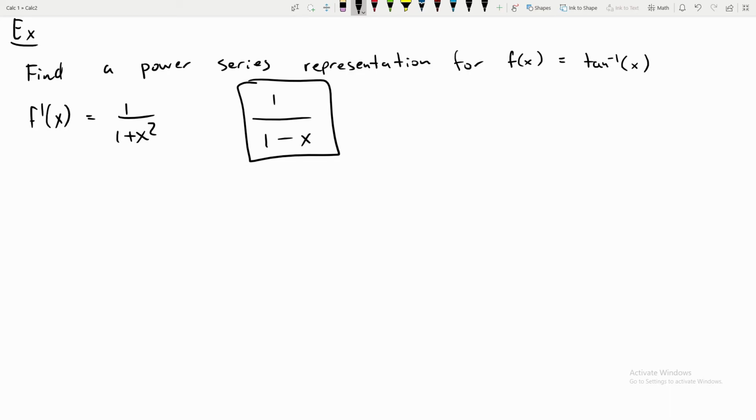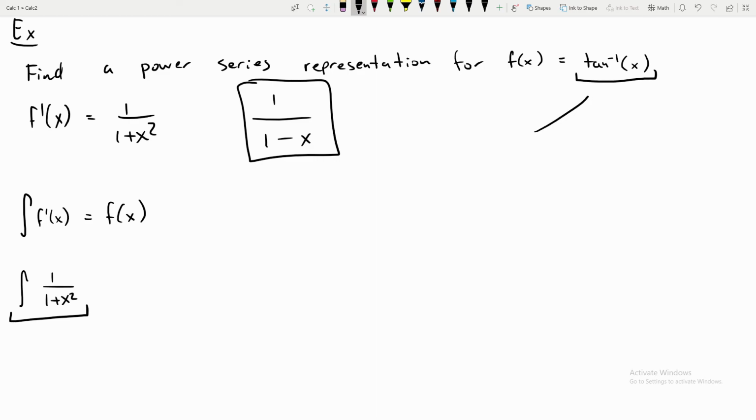So we can use the fact that if we take the integral of the derivative, we're just going to be left with f of x. So if we take the integral of 1 over 1 plus x squared, then we should technically end up with this. Now, if we were to find the power series representation for this, which we already know how to do, then we're able to find the power series representation for this. So what are we going to do? Firstly, we're going to break it down and start off by finding the power series representation for this. And that seems fairly simple because we already know how to do that.